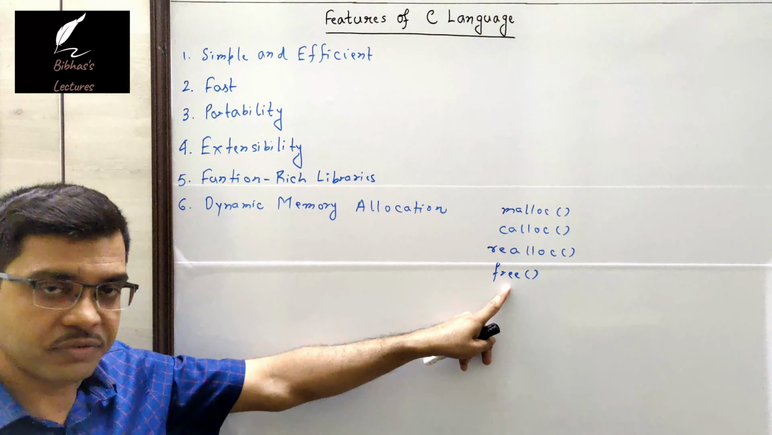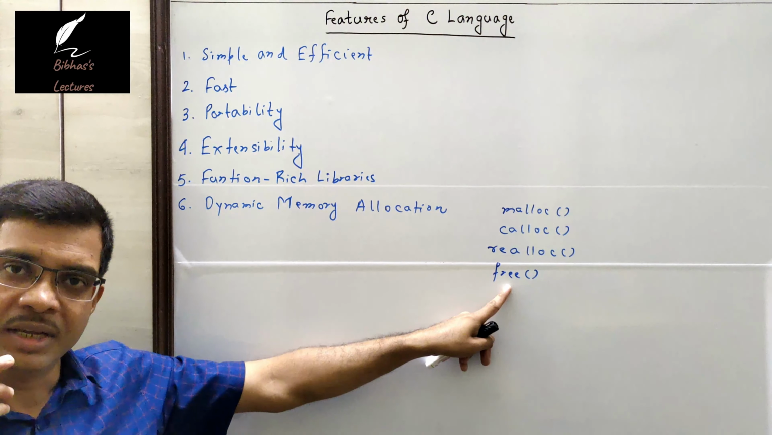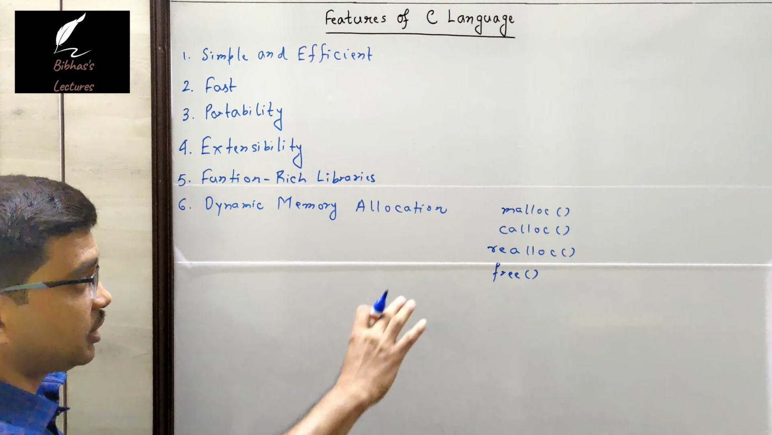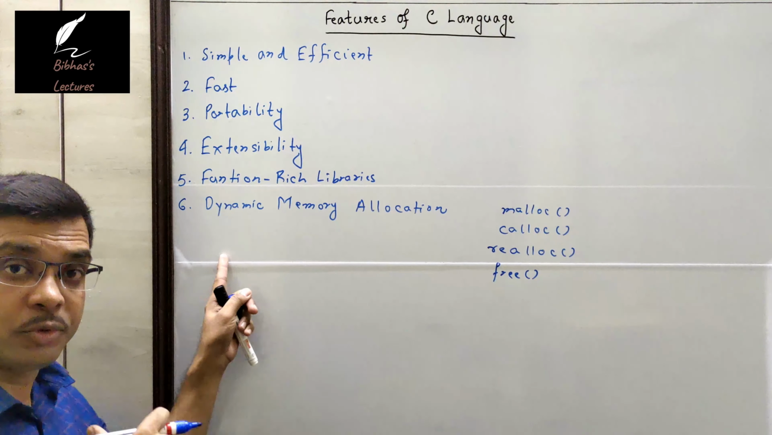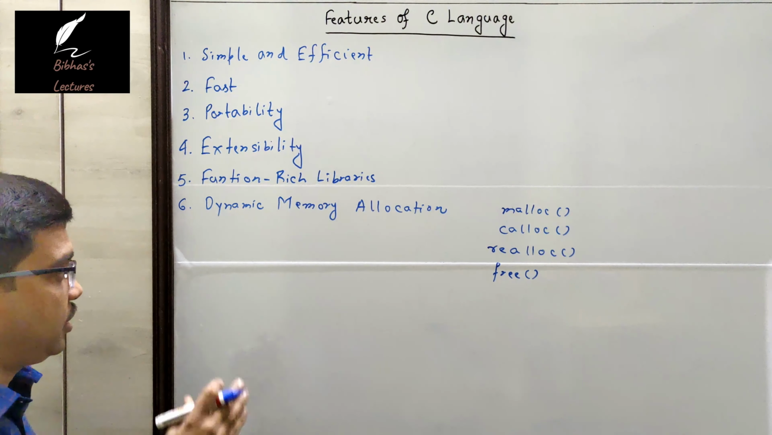So this is the free function, you can call it at any time. Whenever you call this, the entire memory will be released, so it can be used further. So these are the functions available which will help you to allocate memory dynamically at the runtime of the program, and this is the most important feature available in C language.